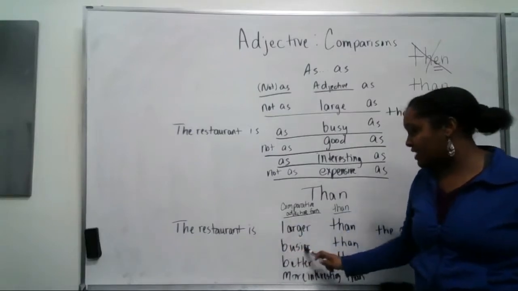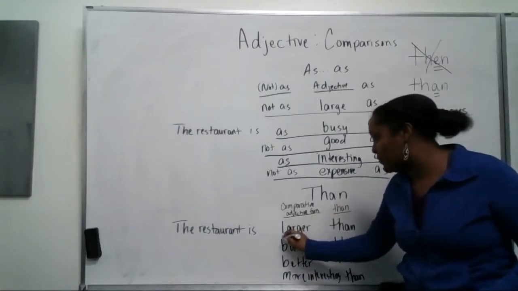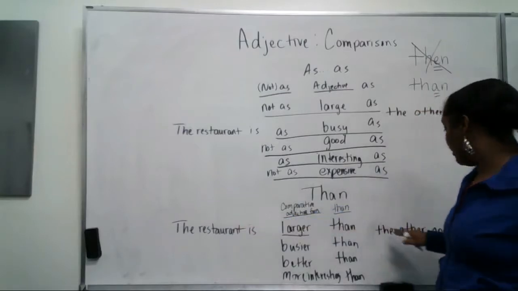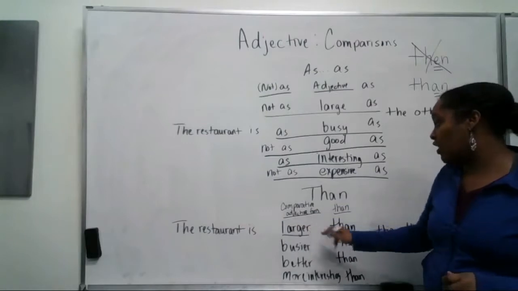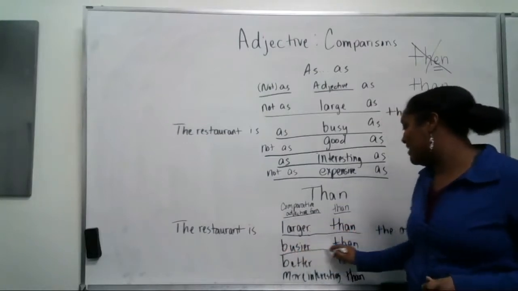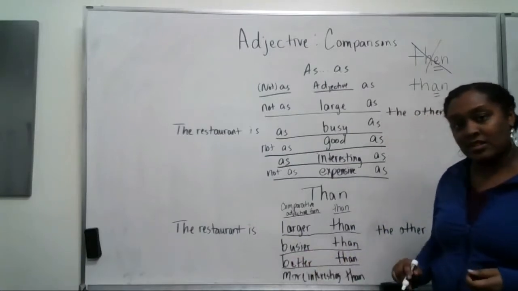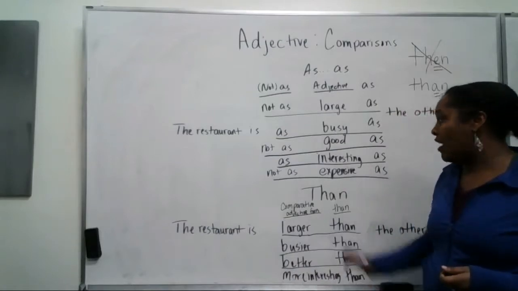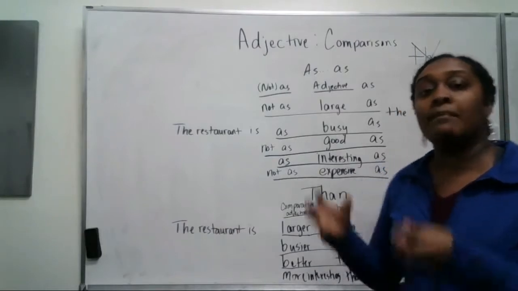The restaurant is busier than. They come together as a team. You can't just put a comparative form by itself. You can't say the restaurant is larger the other ones. That's incorrect. You have to say the restaurant is larger than the other ones, or busier than the other ones, or better than the other ones, or more interesting than, or less expensive than. Okay? So you use a comparative form.